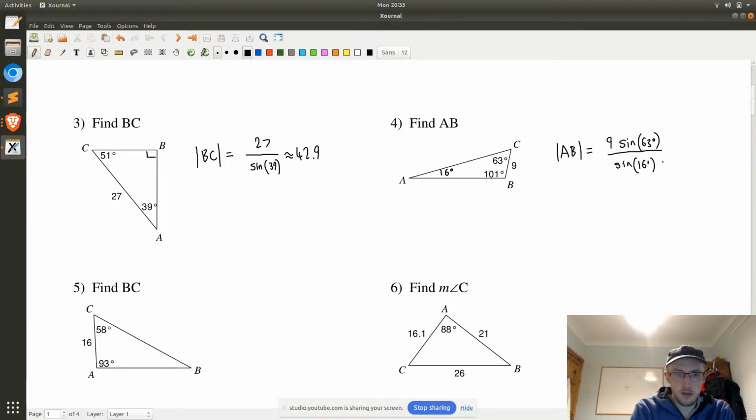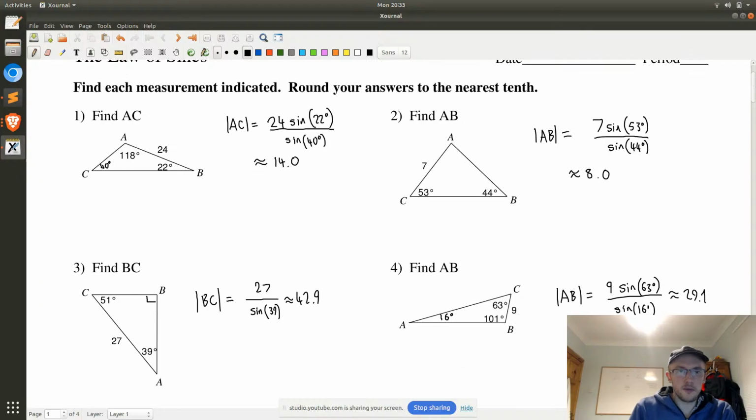Damn it. 29.1. Okay, better check these first four. 14, 8, 17, 29. Oh, darn it. How could I not see that that was false? Okay. No problem. There is a problem. Just try to do better.